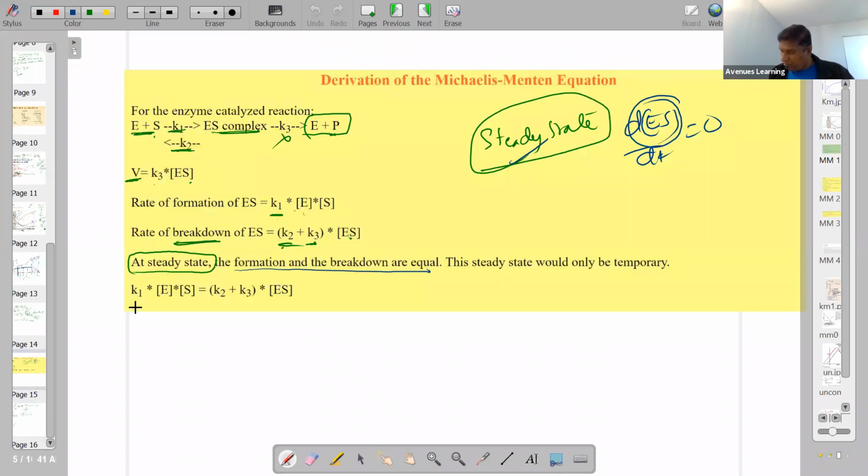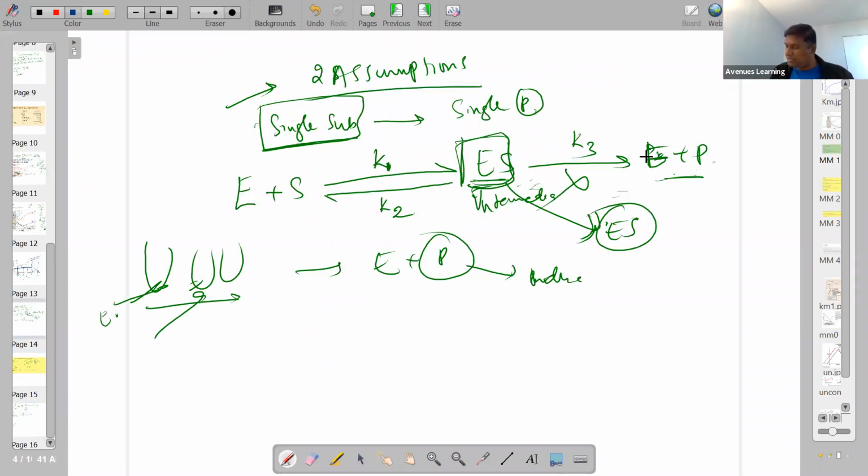Now, at the steady state, you can put this equation as K1 times ES is equal to, so the rate of formation is equal to the rate of dissociation. Rate of formation is equal to rate of breakdown. That is when your ES is remaining constant. So you know this formula: E plus S is forming ES, and then E plus P. This will remain constant only when the forward reaction, the reverse reaction, and this reaction are actually balanced.